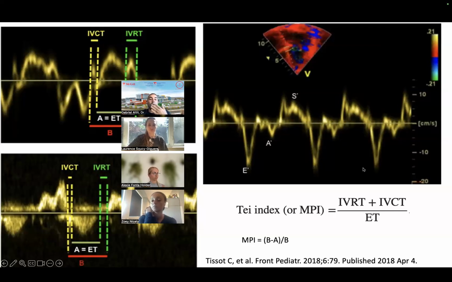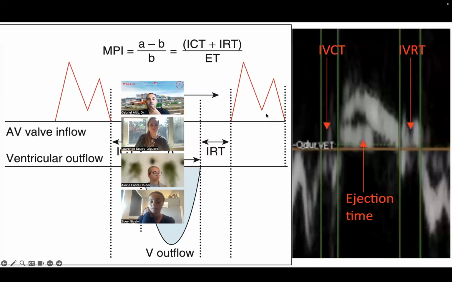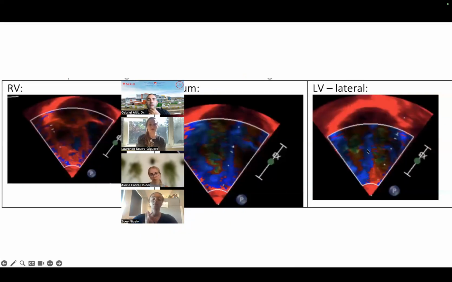And it's not necessarily something I would use to decide whether I'm going to treat or not treat, but it's worthwhile to follow for some of these patients with more concerning pictures. So another example, you get the IVCT, the IVRT in the middle, you get the ejection time. You can do this at the RV free wall, at the septum, or at the LV free wall or lateral wall. And the idea is to really be at the zone on the myocardium that is just under the attachment of the corresponding valve.